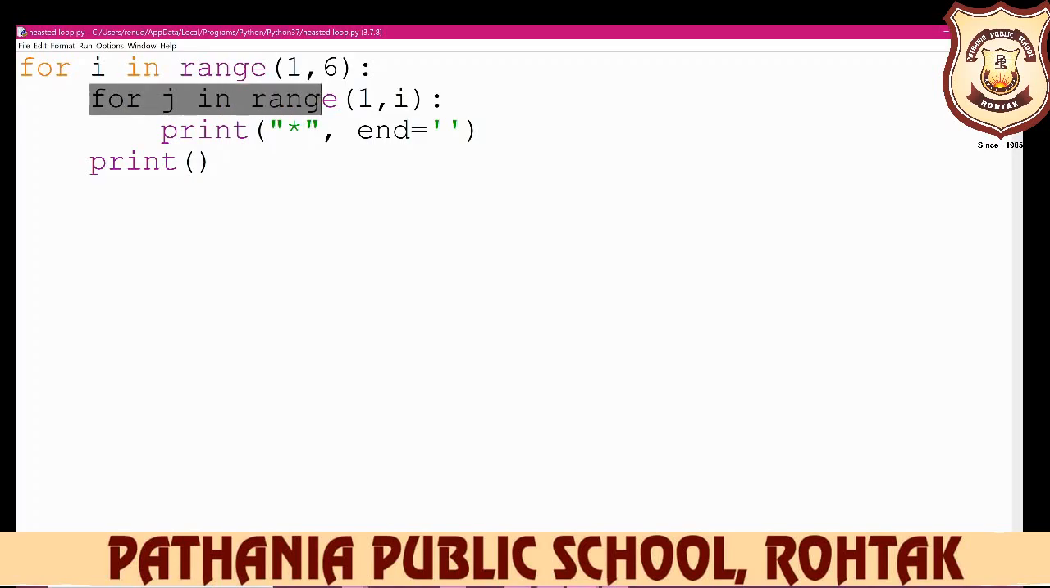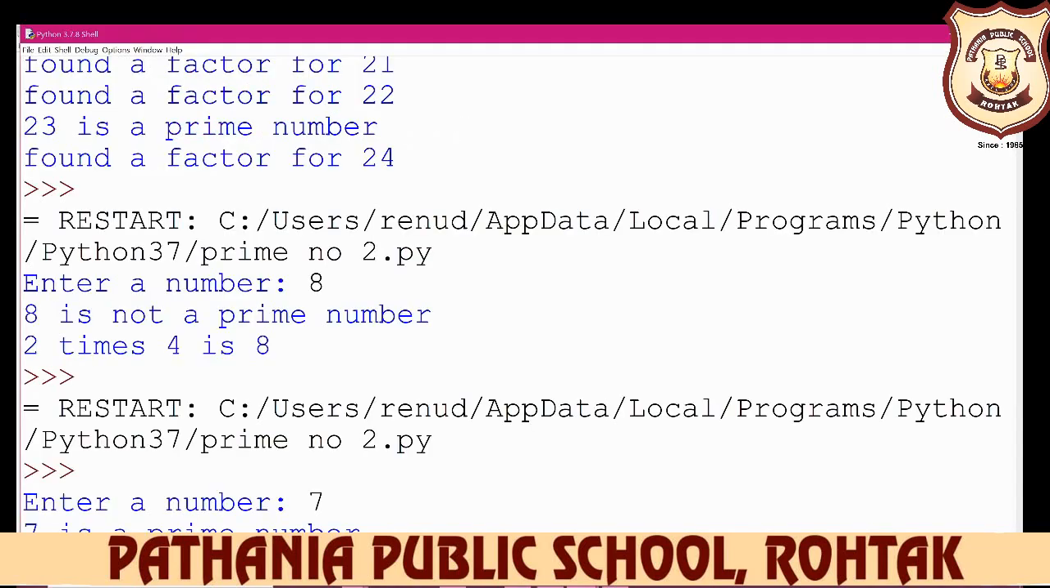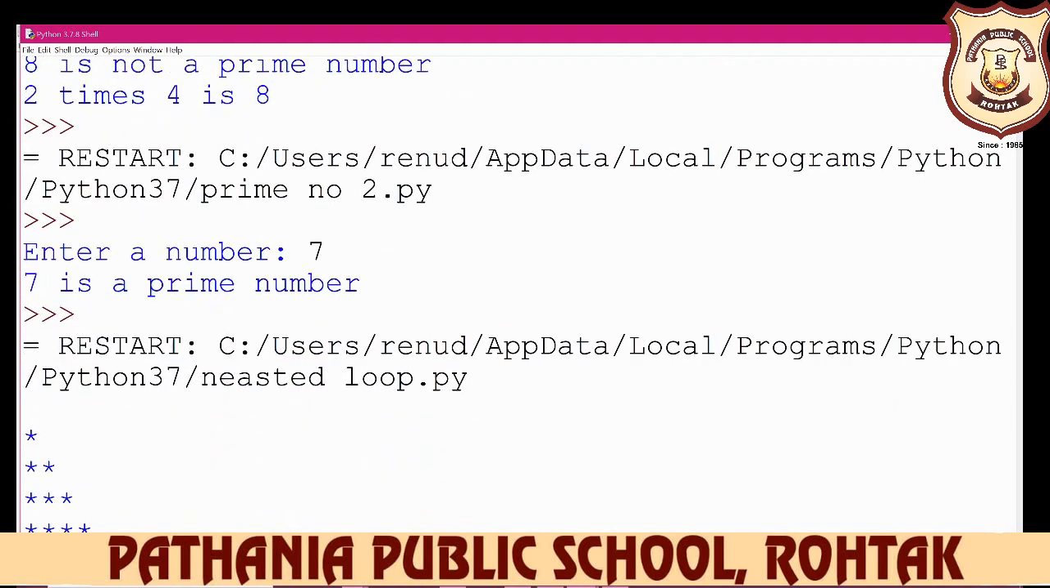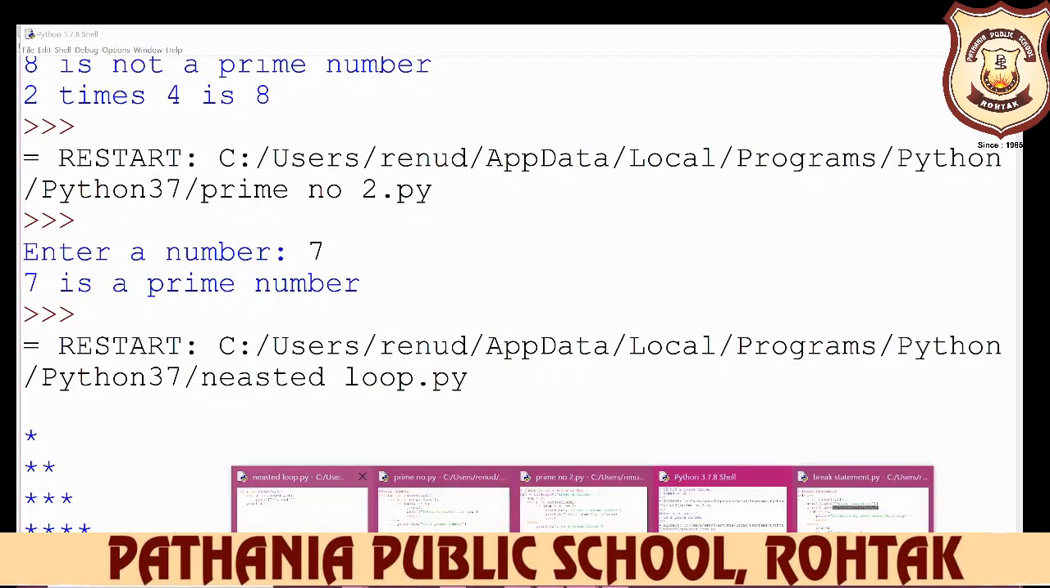for j in range, starting from 1 and ending at i, and in i 1 to 6. So your maximum value is 6. So print star, and if you want to display some space between the first and second, then you write single quotes and then print blank. Okay, so what is the output of this? You see the output. First time one star is displayed, then two stars, then three stars, and then four stars are displayed here.